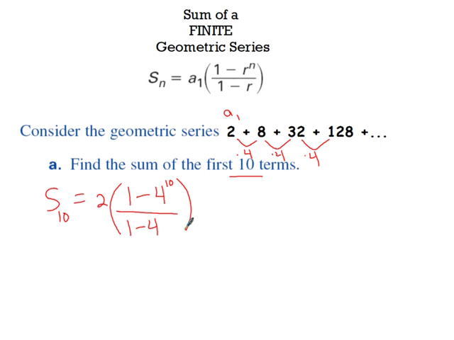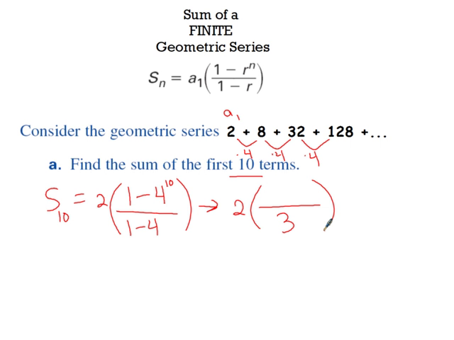Again, you'll be using a calculator on this. I don't think you'll need to do this by hand. I'm just going to do what I think your order of operations should be. The bottom part is going to become 1 minus 4, which is negative 3. The top part isn't, so be very, very careful. You're actually going to want to take 4 to the 10th and then do 1 minus whatever that number is. So 4 raised to the 10th power is 1,048,576.